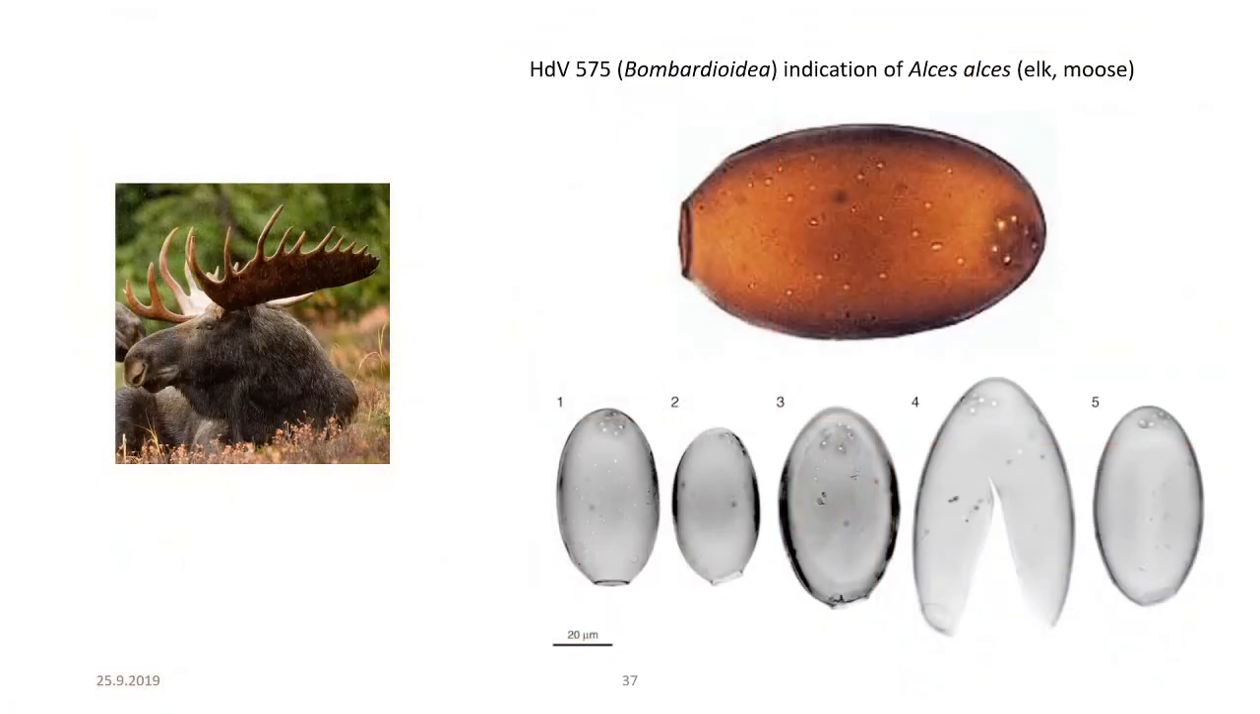Sometimes some scientists even claim that based on certain dung spores, it is possible to say which animals were living there. Like in this case, Sporormiella indicates Alces, or elk, or moose. How do you pronounce it? Yeah, this is one example.